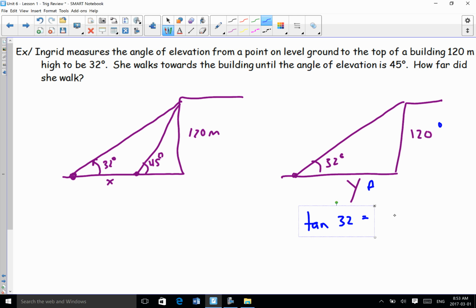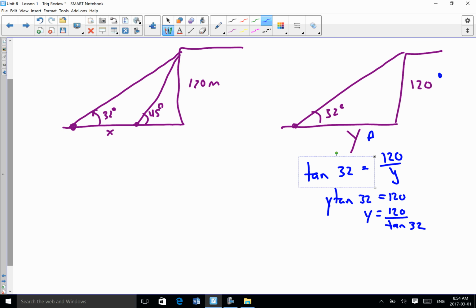So tan 32 equals 120 over y. We cross multiply. y tan 32 is 120. So y is 120 over tan 32. If I put that in my calculator, I got 192 meters. That's how far she was initially.